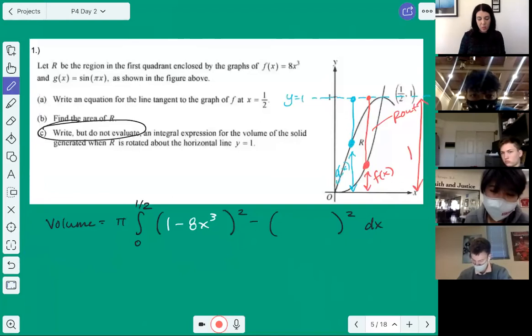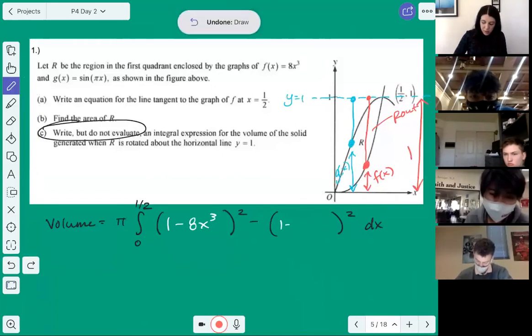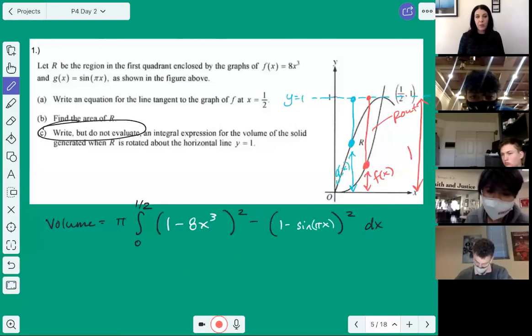The total distance is 1. So what would your setup for this next part, for our R in be? 1 minus g of x. Perfect. Pi of x. Or you could call it sine of pi x, right? There's not one that's better. It's up to you, whatever you prefer. Okay, that's all we have to do.